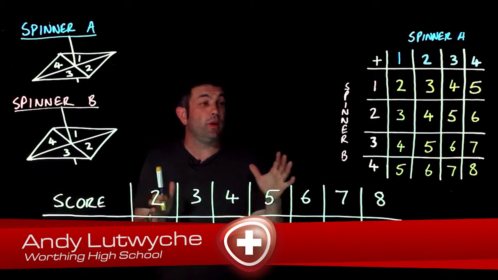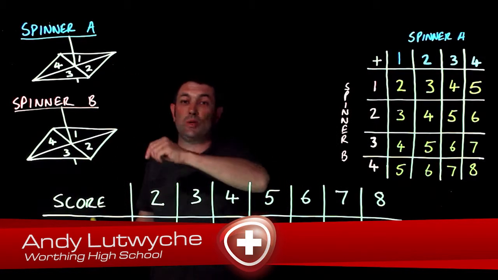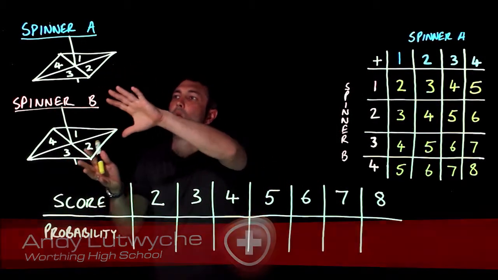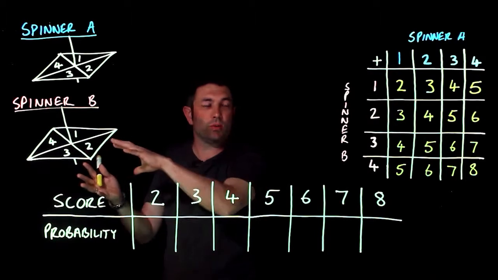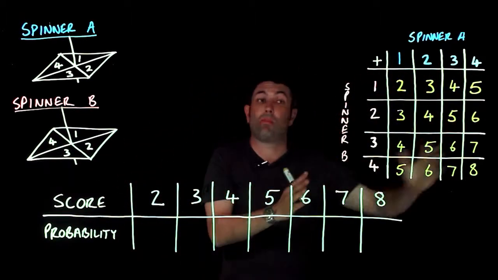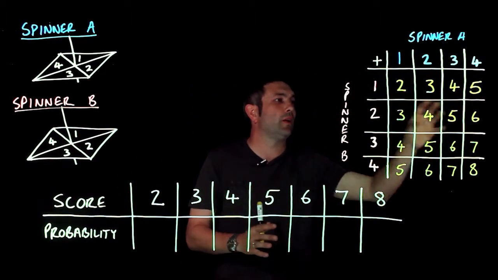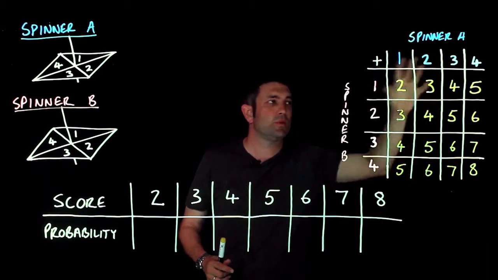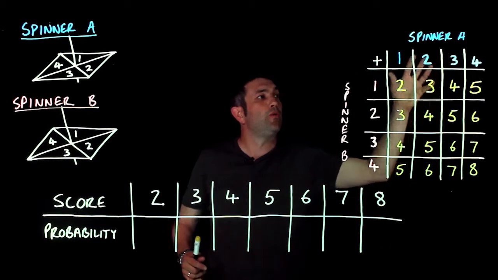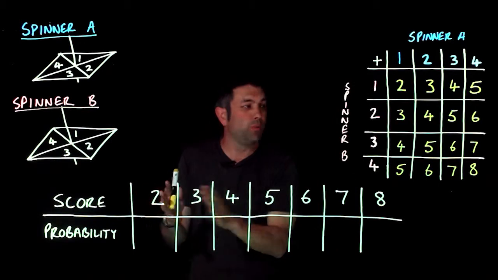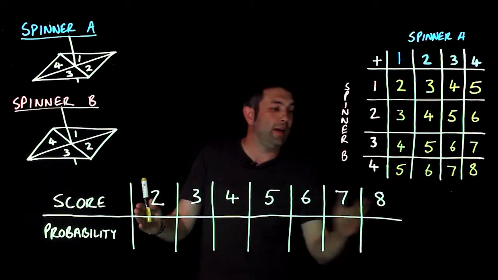Right, in a previous video, we looked at these two spinners and we spun them, and whatever came up, we added the results to find out what the sum was. And we did this sample space here where we found it a lot easier to find all the outcomes that were available. So from this, we're going to actually work out the probability of getting each score.